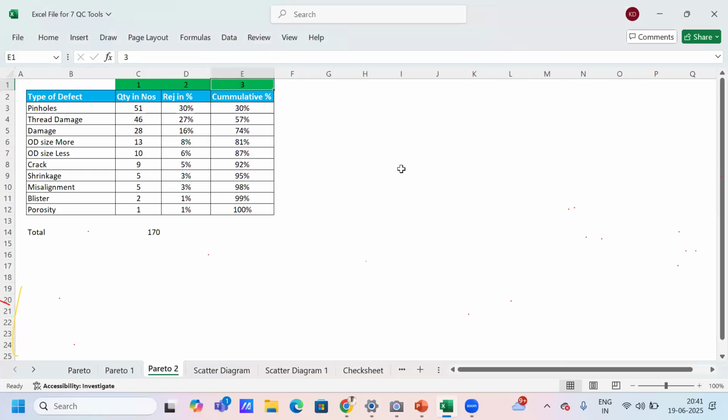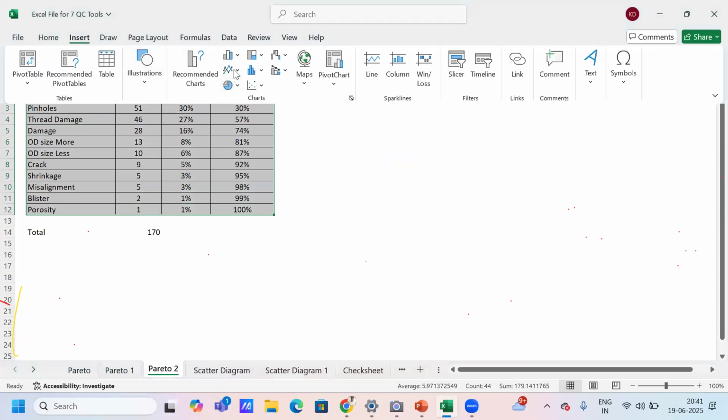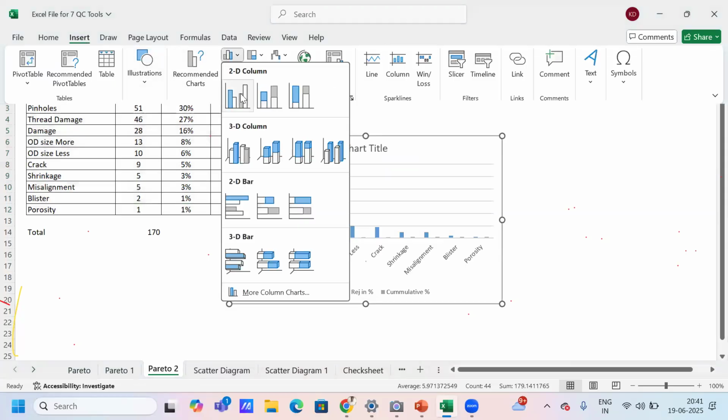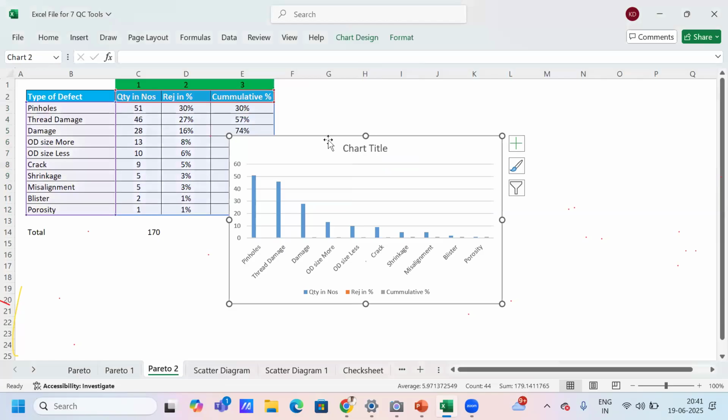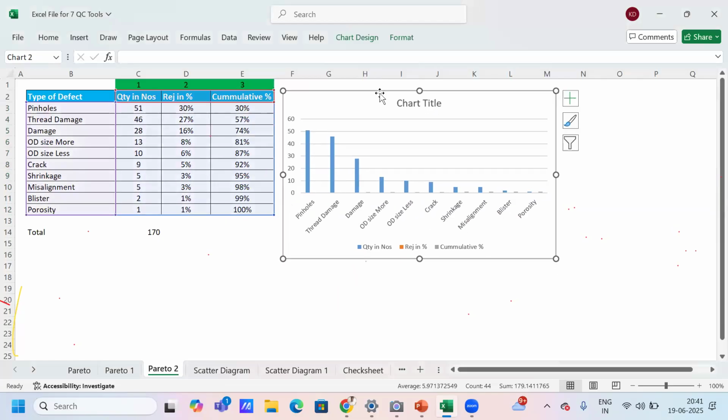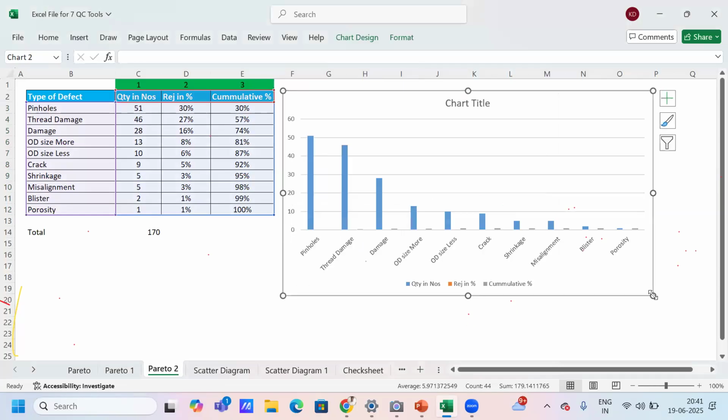So this is done by Akash. Now Akash needs to plot a Pareto. He will select all this data, insert, and bar chart. Okay, so this is the bar chart. I told you Pareto is a simple bar chart, but what is the difference? I will let you know.